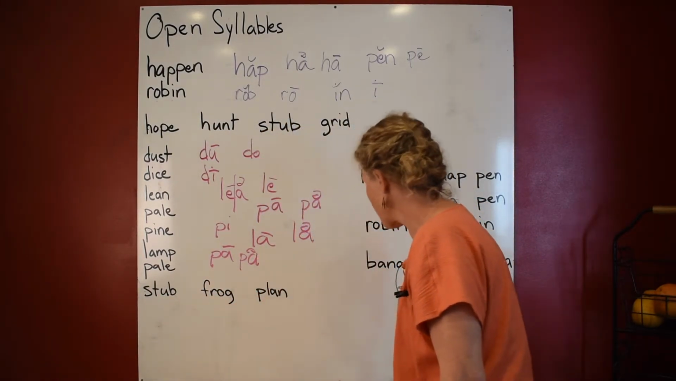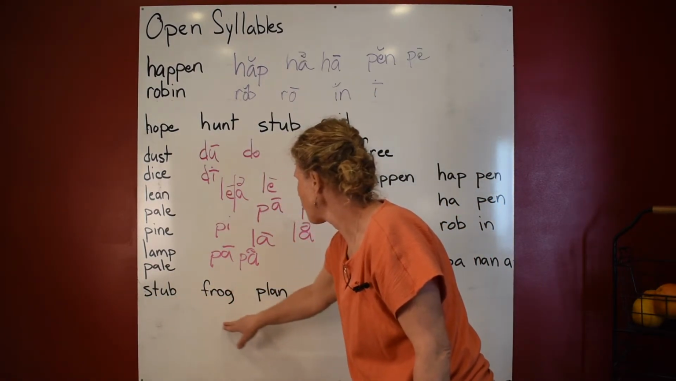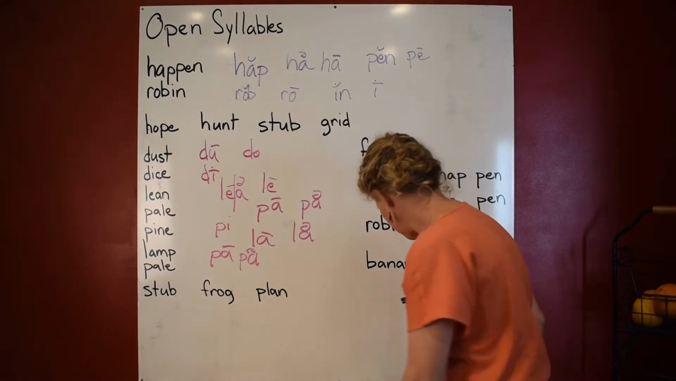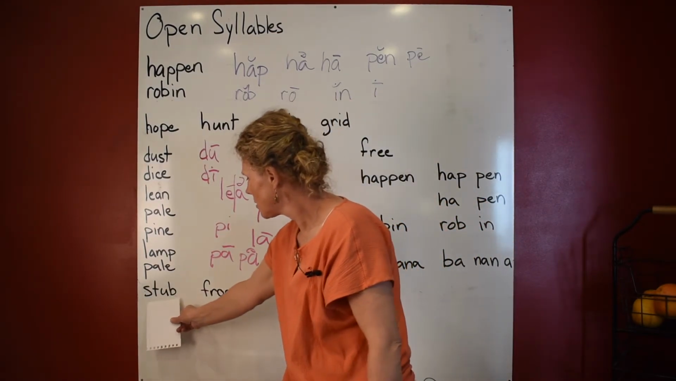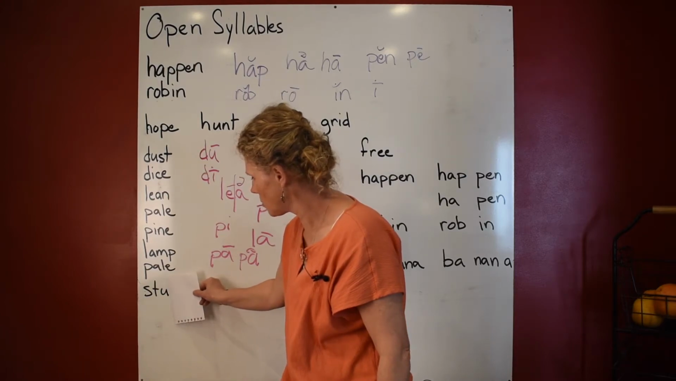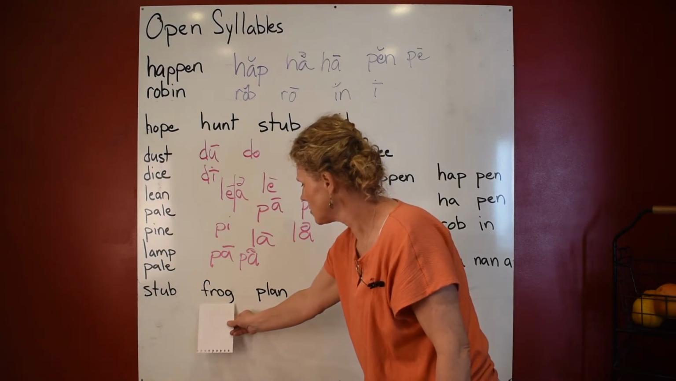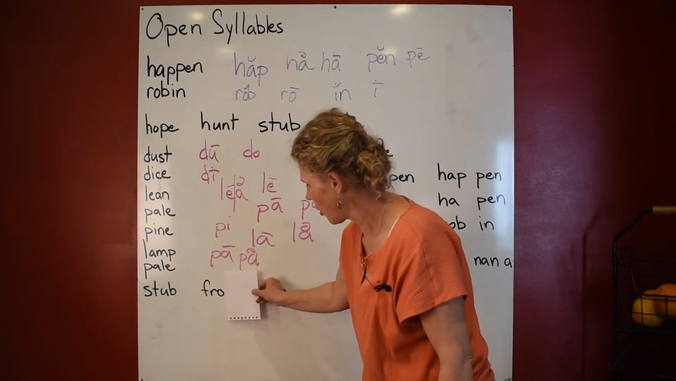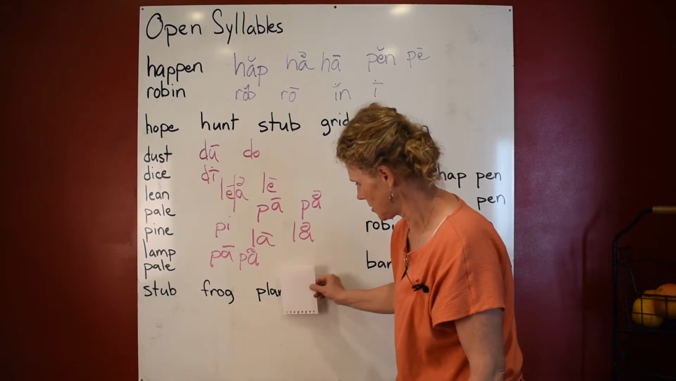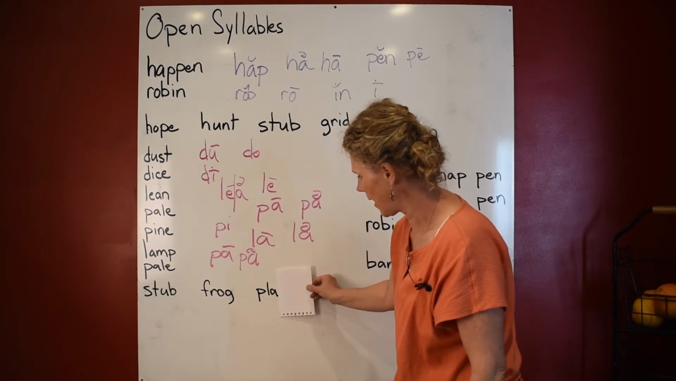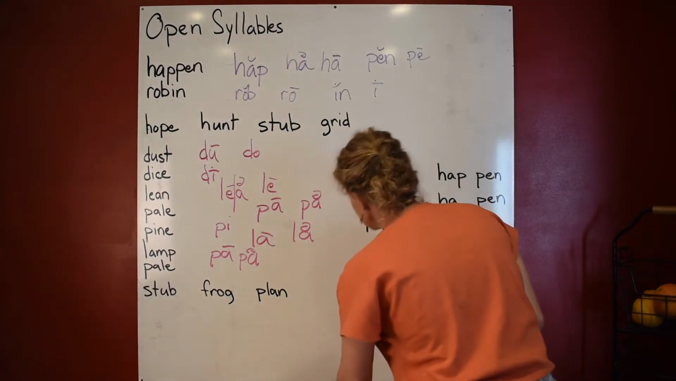Stub, stub, frog, plan. Let's do this. This is open, closed. Stub, stew. Closed, frog, open, fro. Plan, closed, play, or pla. Okay, so now let's go over here.